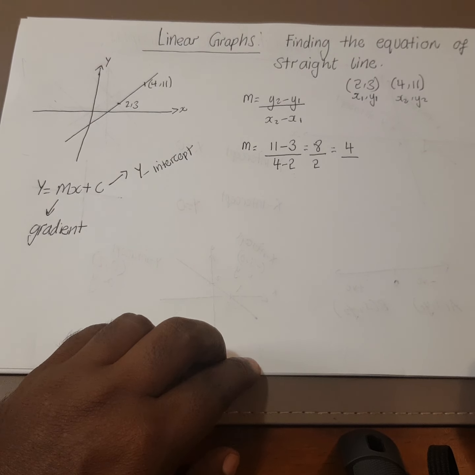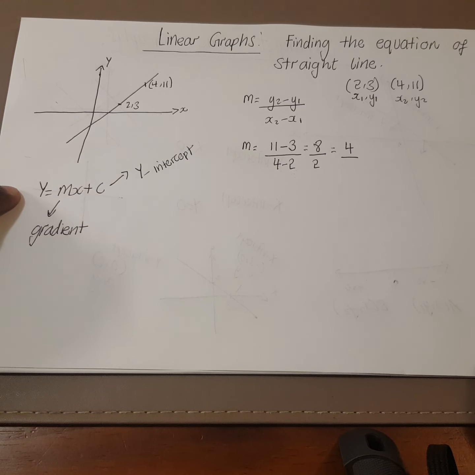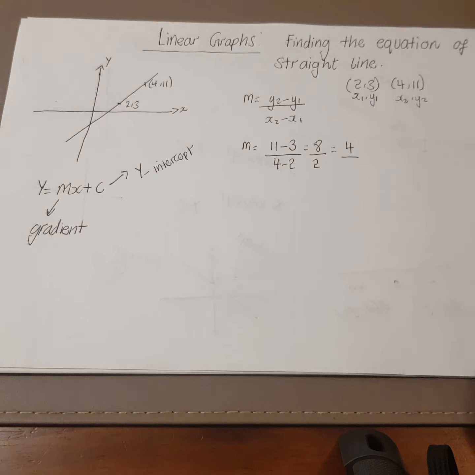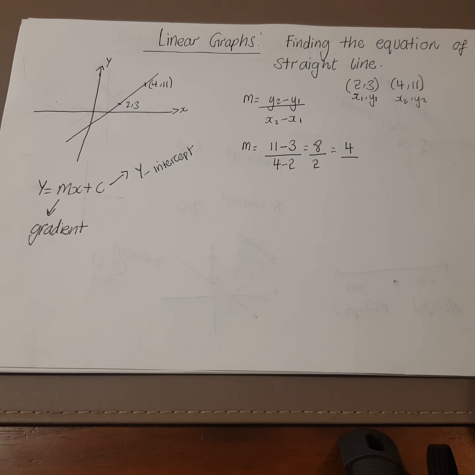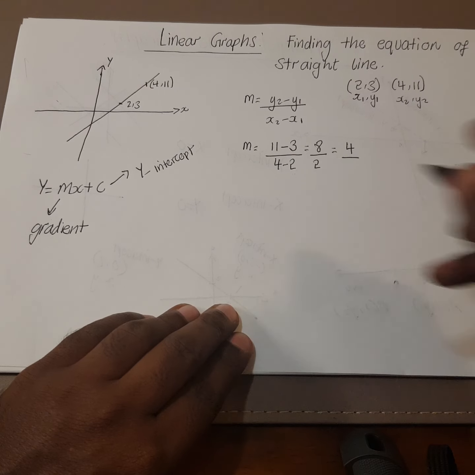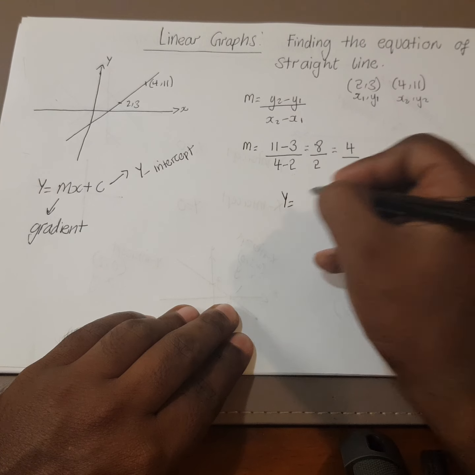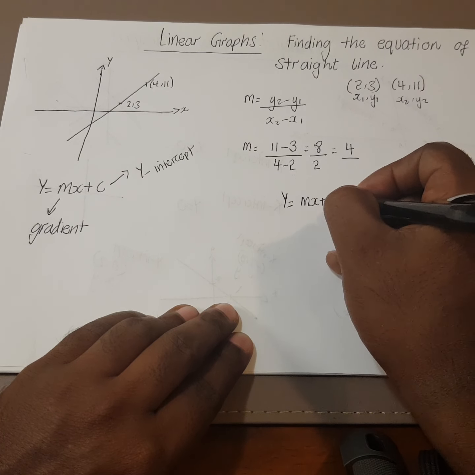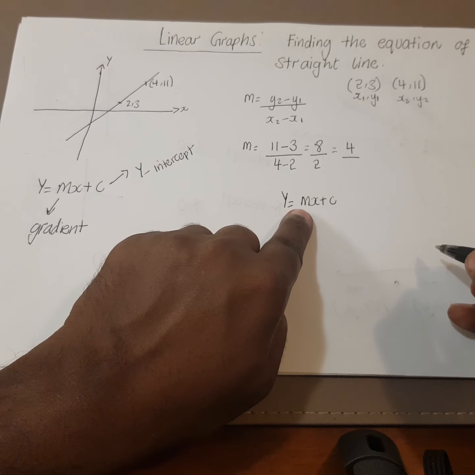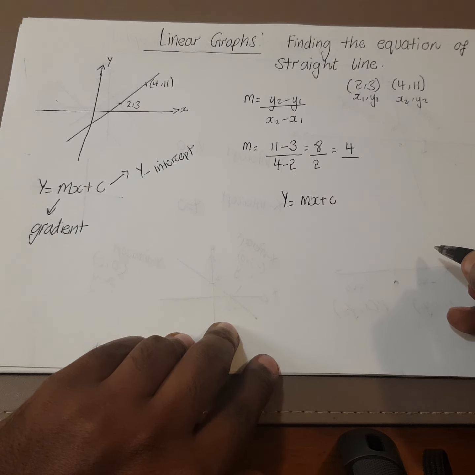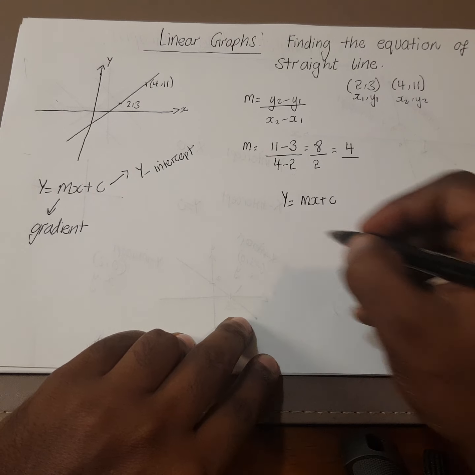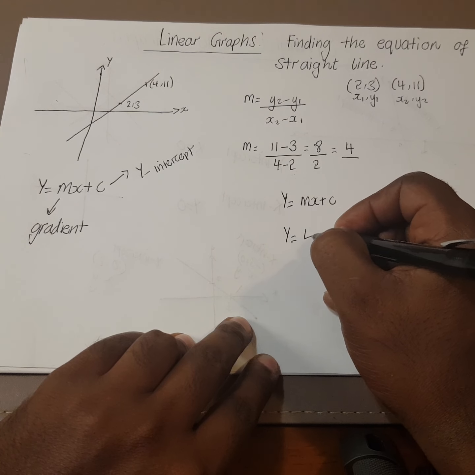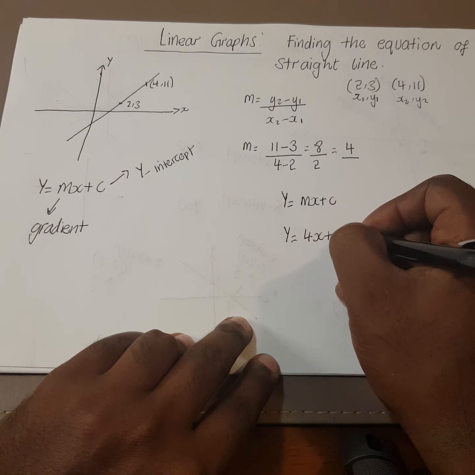So the first thing we need to do is write the equation y is equal to mx plus c. The second thing is to calculate your gradient. All right, what do we do next? All right, so your equation now will be y is equal to mx plus c, and what I'm now going to do is in place of m, I'm going to put 4 because we've worked out the gradient is 4 there. So y is equal to 4x plus c.